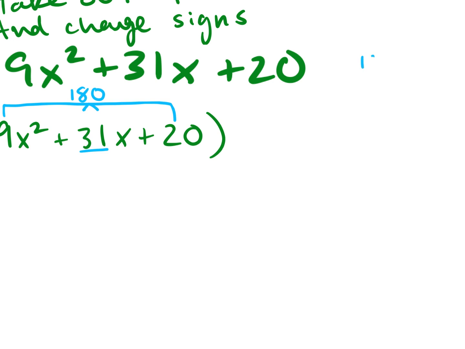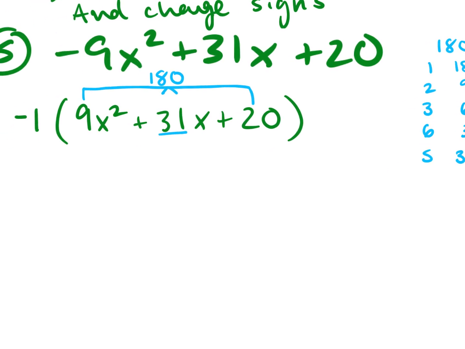Let's write out what multiplies to 180. We got 1 and 180, 2 and 90, 3 and 60. Remember, it's adding up to 31. Let's think a little bit bigger. We have 6 and 30. Close. Let's try 5. 5 goes into 180 how many times? 36.